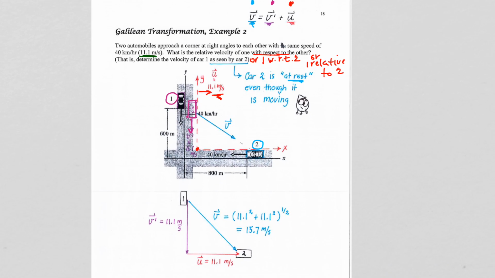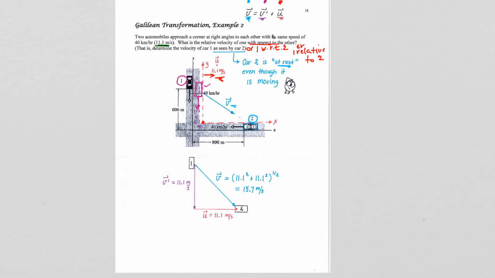We now have our vector addition in place. We've correctly identified our v vector, our v prime vector, and our u vector. We set up our tip-to-tail vector addition as I've shown here. So we have v prime tip-to-tail, v prime plus u equals the vector v.